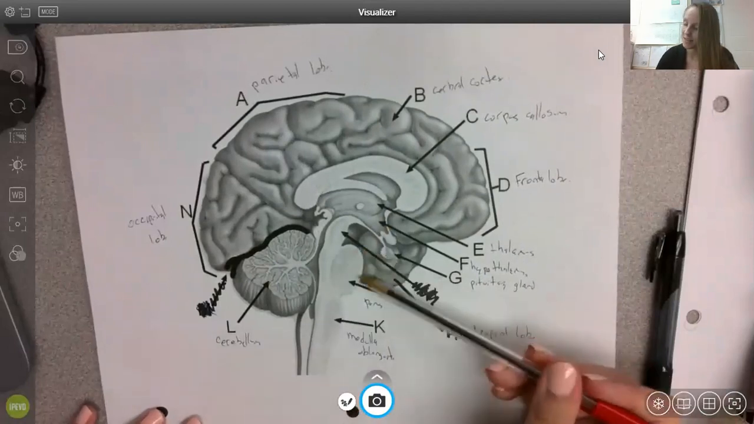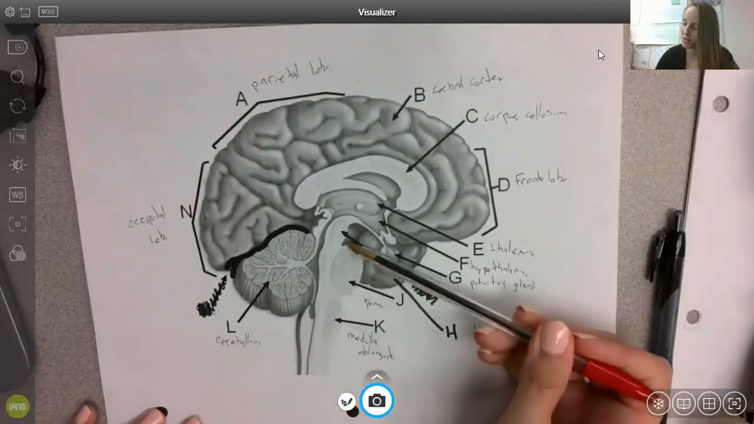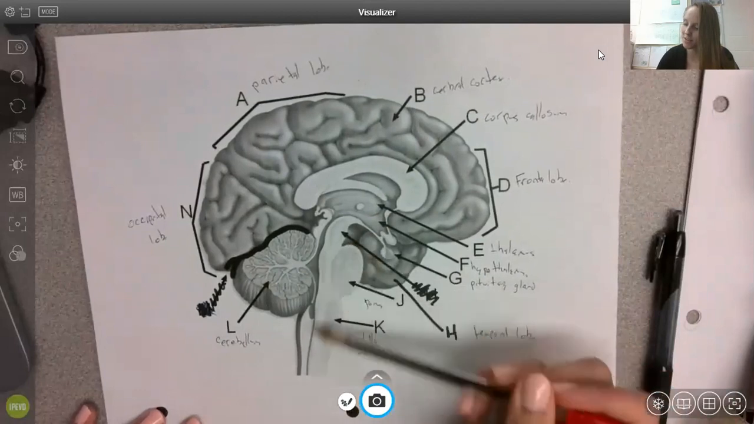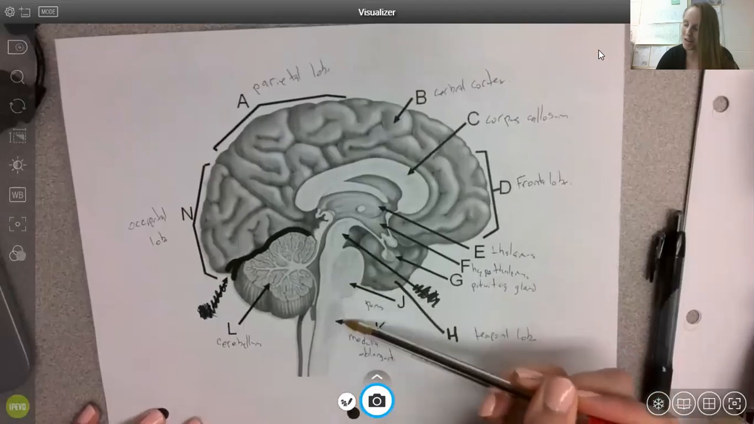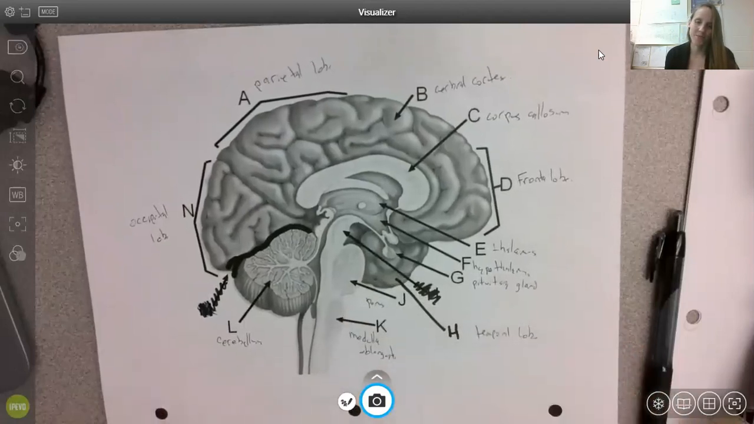And then connecting to the spinal cord, we have the pons at the top. I think of this as like a letter P for pons, and then the medulla oblongata underneath that. Okay, that's all. Let me know if you have any questions.